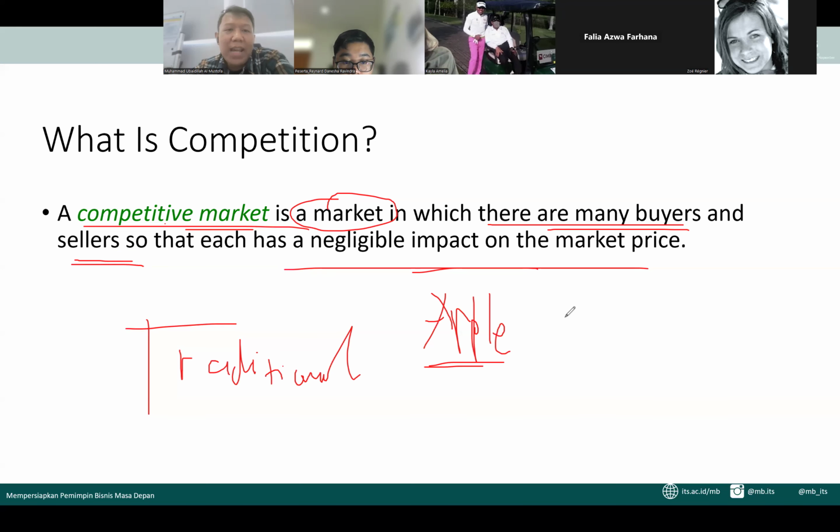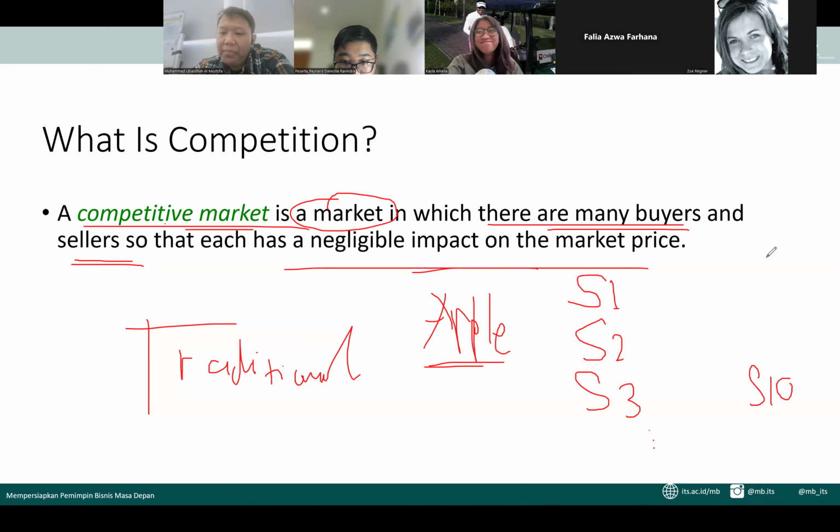So let's say that we want to buy apples, all right? And we have 10 sellers in the traditional market. So this is seller number 1, this is seller number 2, this is seller number 3, okay? And seller number 10. So we have 10 sellers of apples. So what happens? Let's say that seller number 3 is selling above the market price. What do you think will happen?